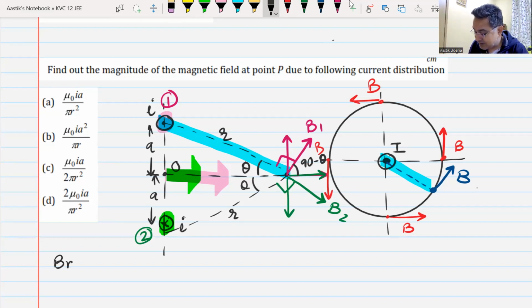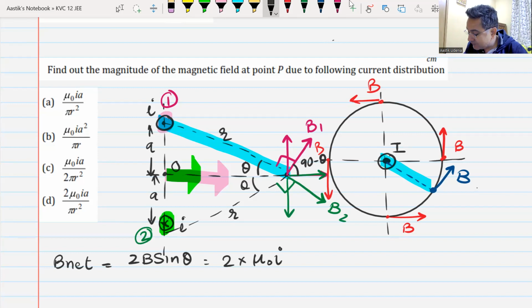So your net magnetic field, you can do it this way, or both fields are at 180 minus 2 theta and you can apply the formula a square plus b square plus 2ab cos. But I will do it this way. B net will be 2 times B cos of 90 minus theta, which is sine theta. Everyone has understood this. What is the value of B? B is the magnetic field due to an infinite wire, mu naught I by 2 pi R. The distance of the point is R.